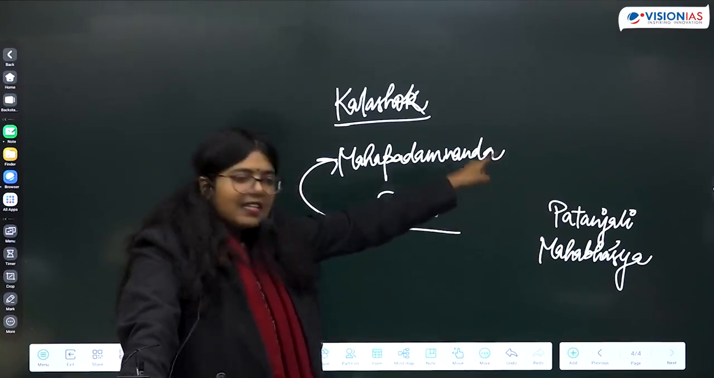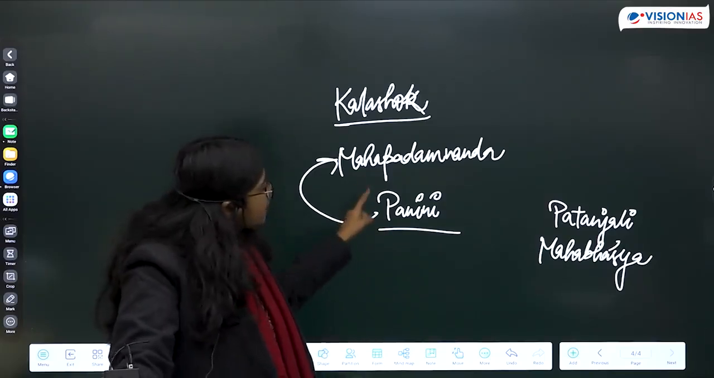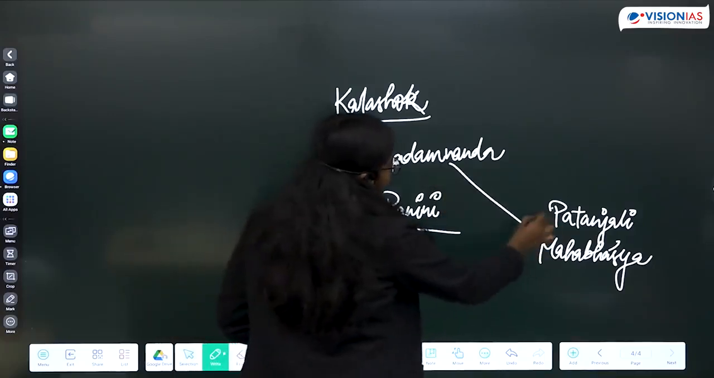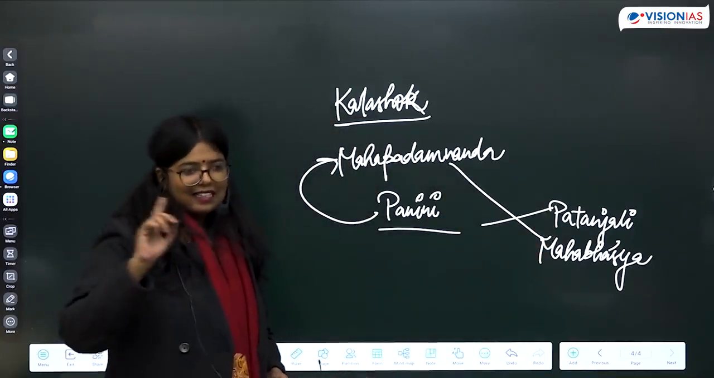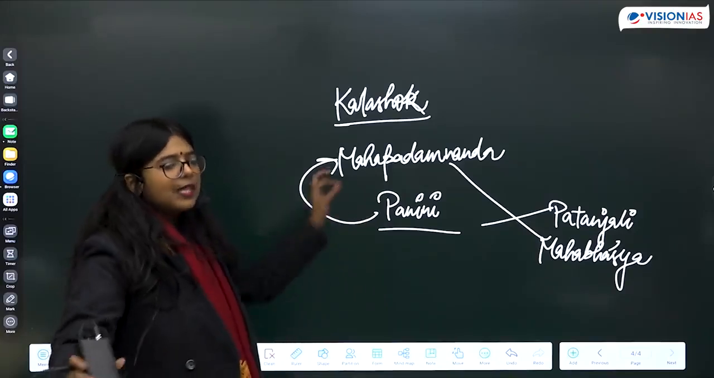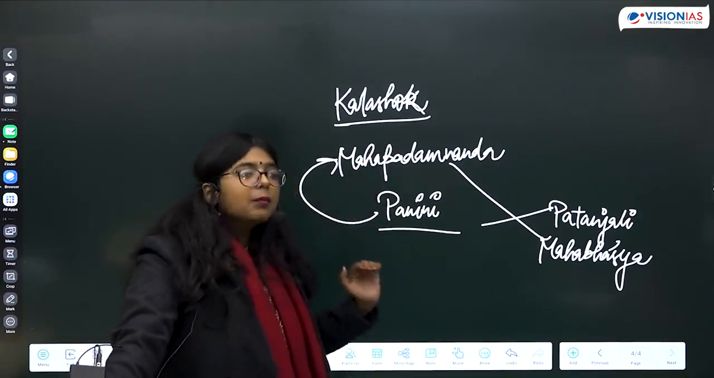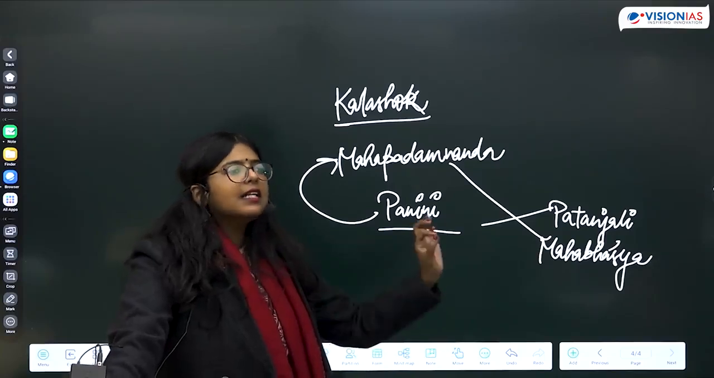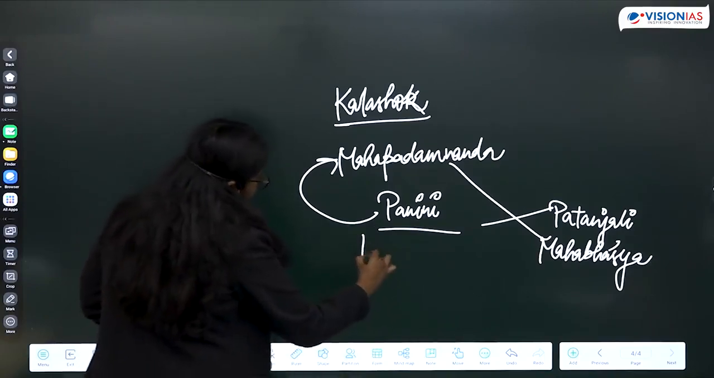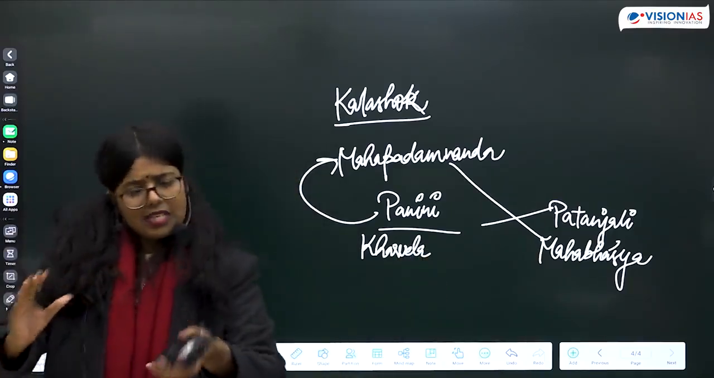So Patanjali is being patronized by whom? Pushyamitra Shunga. Panini is being patronized by whom? Mahapadam Nand. Okay, they had interchanged the names. So we should be clear about the patronage being provided by a particular ruler. Here we should know Mahapadam Nanda patronized Panini. Panini composed Ashtadhyayi.